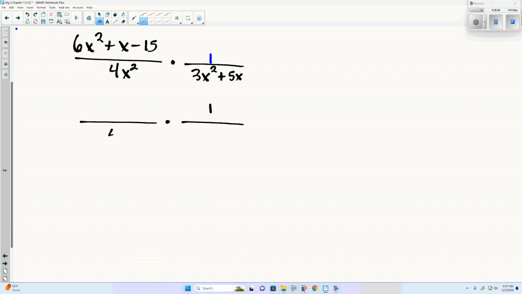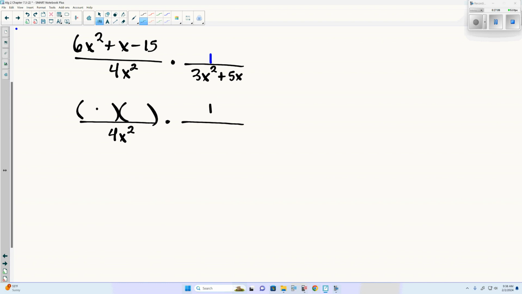Out of the two parts of our rational expressions that are nice, one of them is the 4x squared, and the other is 1. Right. Now we need to factor the other two. Which one do we want to factor first? We can go there. We'll go the other way in a minute. 6x squared plus x minus 15.